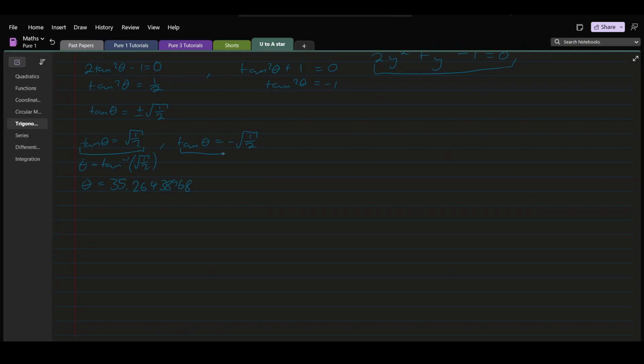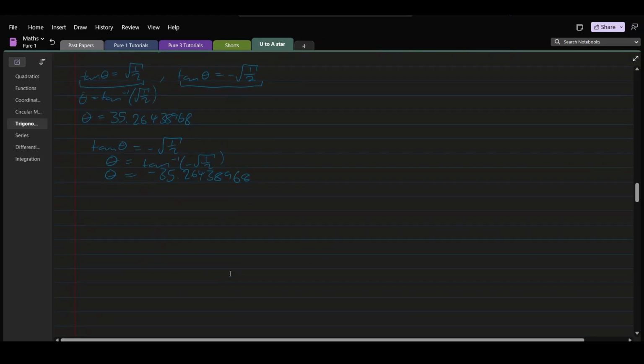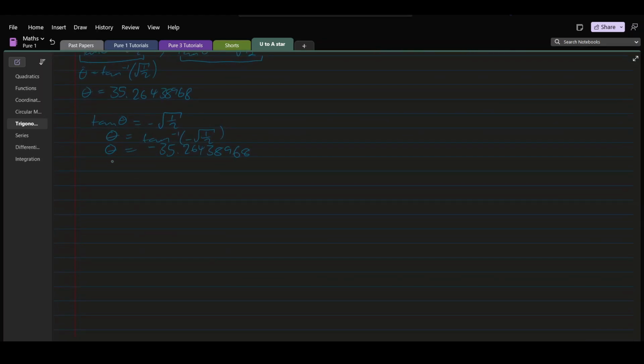Now let's evaluate tan theta is equal to negative root half. Theta is equal to arctan of negative root half. Theta is equal to, punch that into your calculator. Again, make sure you're in degrees. That's negative 35.2643898. Okay, and the solution is not between 0 and 180, so we're going to use the formula PV plus 180n.